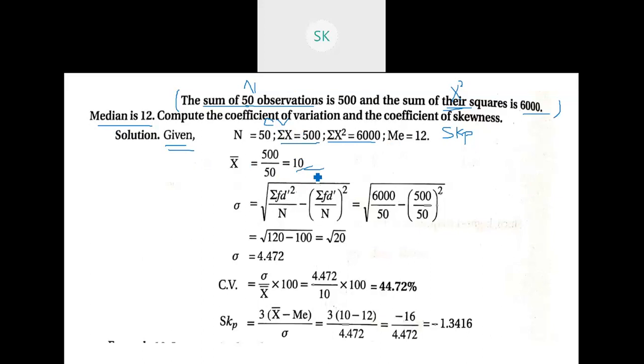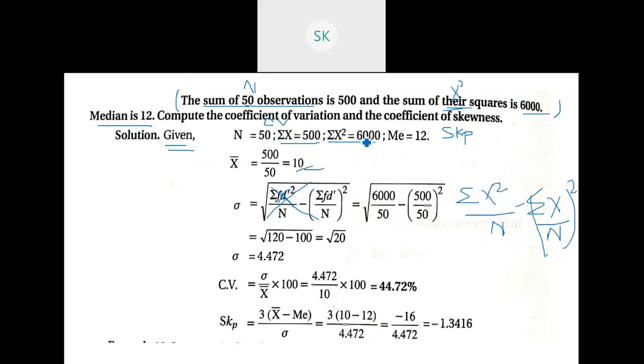Next we will find the standard deviation. Again we have the required data, but the formula given here is for a continuous series. We are supposed to use the square root of sigma x square by n minus sigma x by n whole square. This is the formula we are supposed to use. They have given the wrong formula here, so let's not consider that.